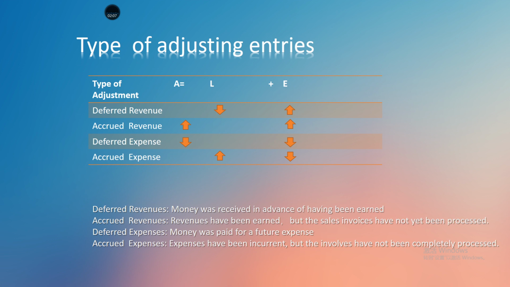The deferred revenue decreases the liability and increases the equity, and the accrued revenue increases both the asset and the equity. The deferred expense decreases asset and equity at the same time, and the accrued expense increases the liability but decreases the equity.